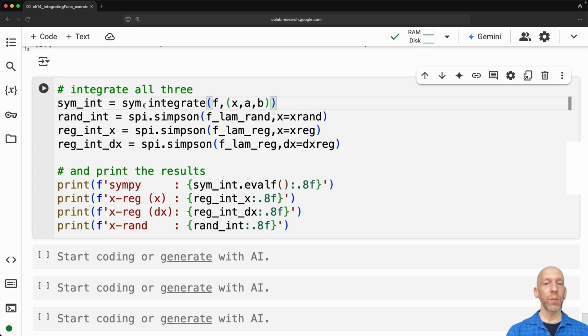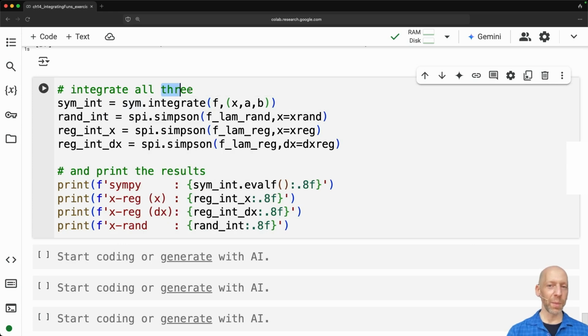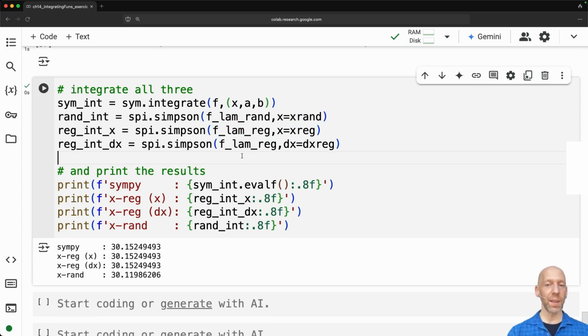Here is the code for the 4 different integrations. I said all 3, but it's all 3 approximations. So I'm using sym.integrate. This gives me the exact result. In these 3, the approximations always use the same method, spi.simpson, using the random or the regular grid, and the regular I'm using twice, by defining x and by defining dx. Okay, and then we can see the results.